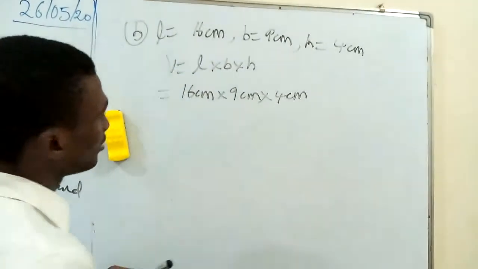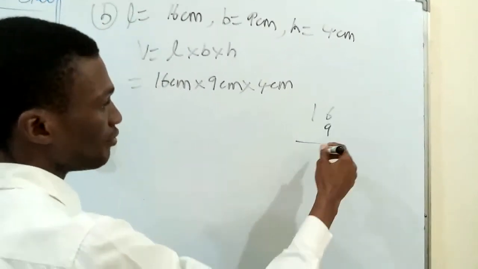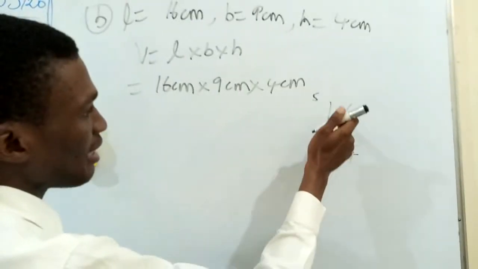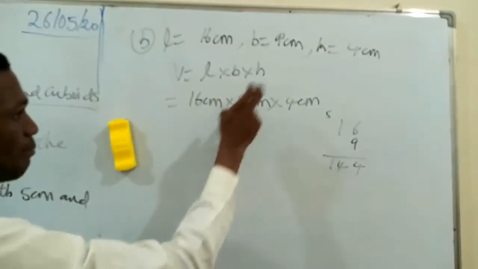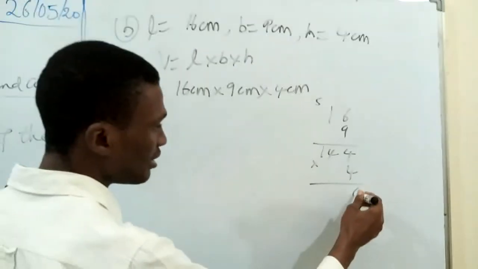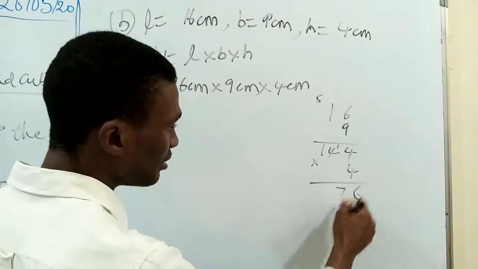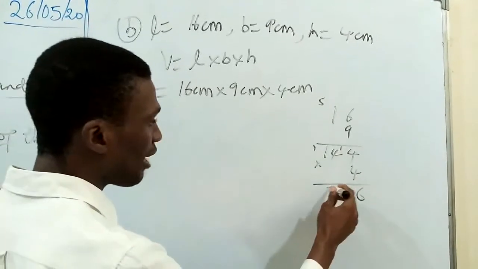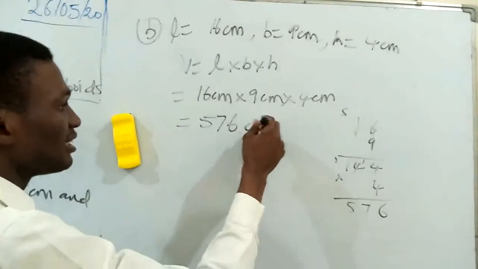16 times 9, we can use our long multiplication method. 9 times 6, we have 54. 4 remainder 5. 4 carry 5. 9 times 1 is 9 plus 5, we have 14. So we have 144, then times 4. We multiply again by 4. 4 times 4, we have 16. 6 remainder 1. 4 times 4, we have 16 plus 1, 17. 7 remainder 1. 4 times 1 is 4, plus 1, we have 5. So our volume gives us 576 centimeter cube.